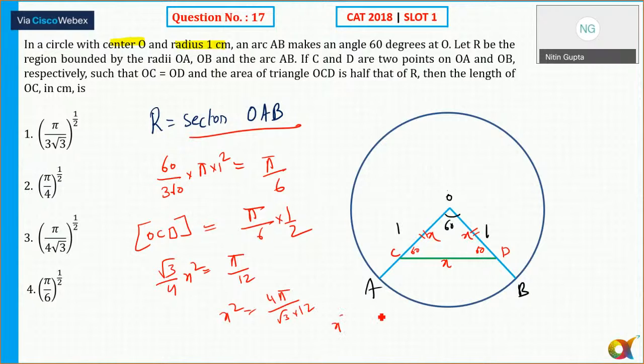So x is equal to pi by 3 root 3, raised to power 1 by 2. Here it is option 1.